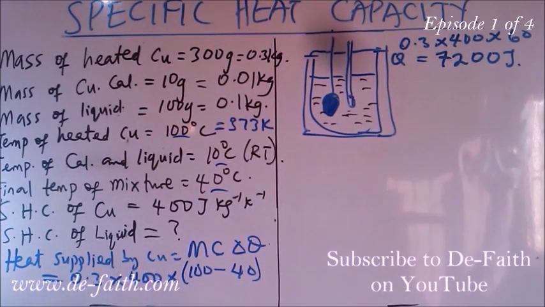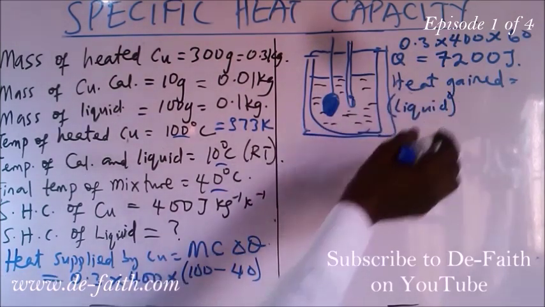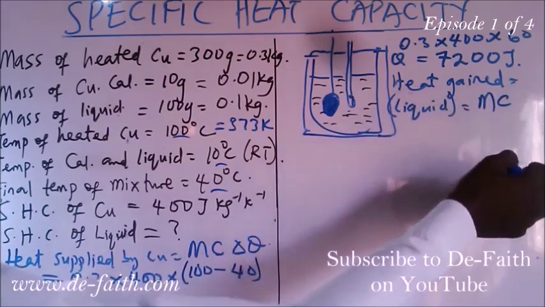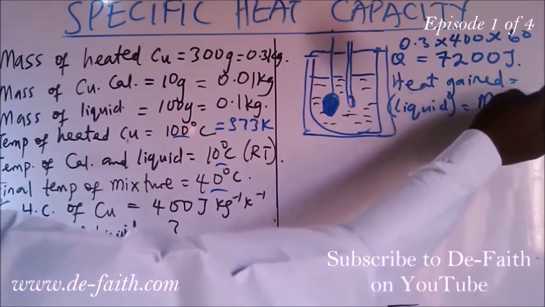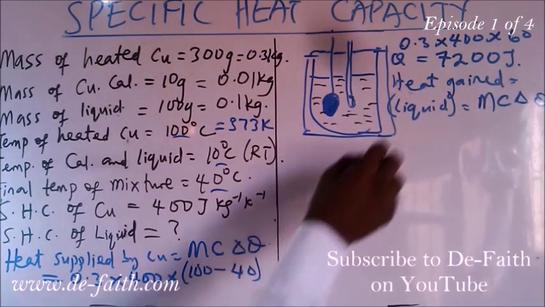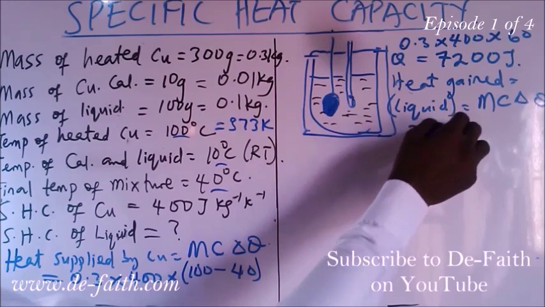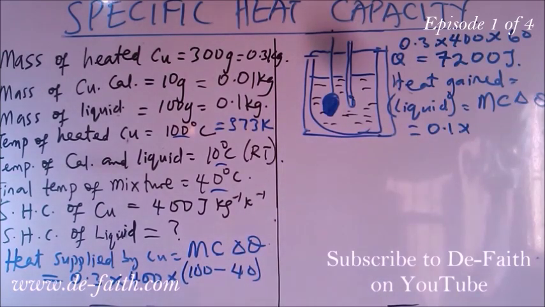Then what about the heat that was gained? Heat was gained by the liquid. So we'll have it as the mass of the liquid, specific heat capacity of the liquid, and the temperature change. The mass of the liquid in the question is 0.1 kilogram. Specific heat capacity of the liquid is unknown, and that is what we are looking for.